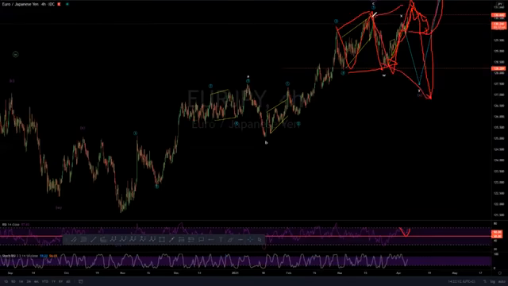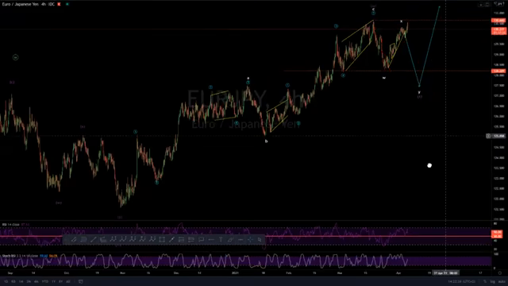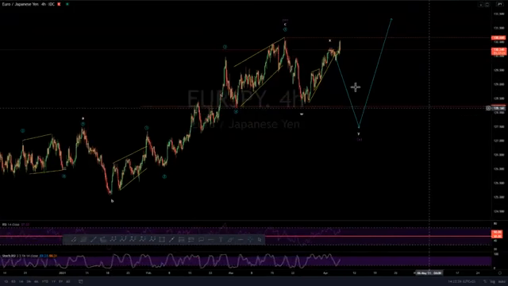Let me just draw this one neatly. We must still get this one here to come here and take this low and start to get this move to the upside. That's how I'm looking at it, and that's how I like to see euro yen playing out. But the indicator needs to confirm, of course.